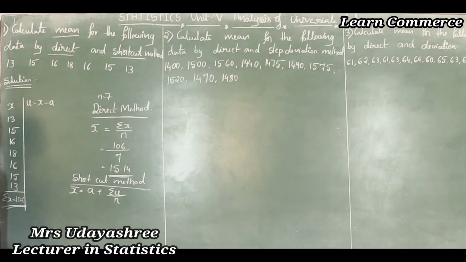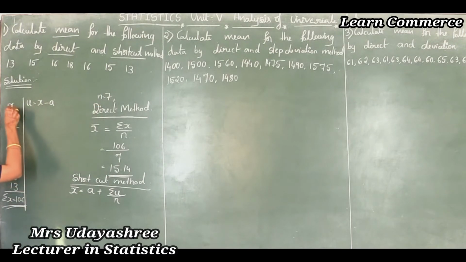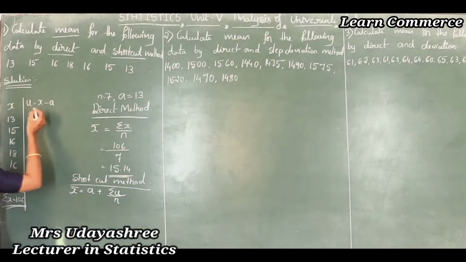So here A is the assumed mean. I will consider the assumed mean as 13. Why 13? Because 13 is the smallest value in the given observations, in the X observations. So I will consider A is equal to 13 to avoid negative values. To avoid negative values I consider the smallest value in the X observations. So the smallest value is 13, so A is equal to 13.